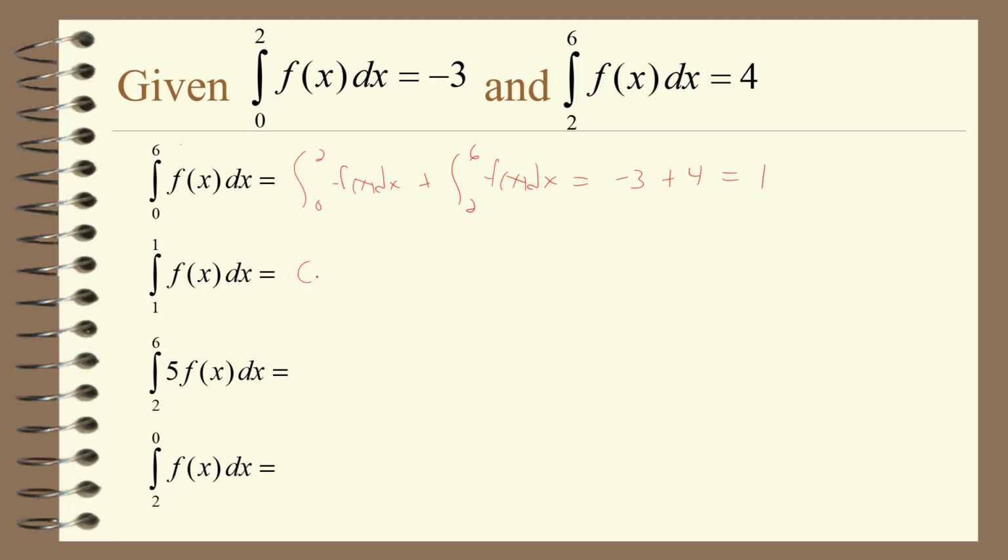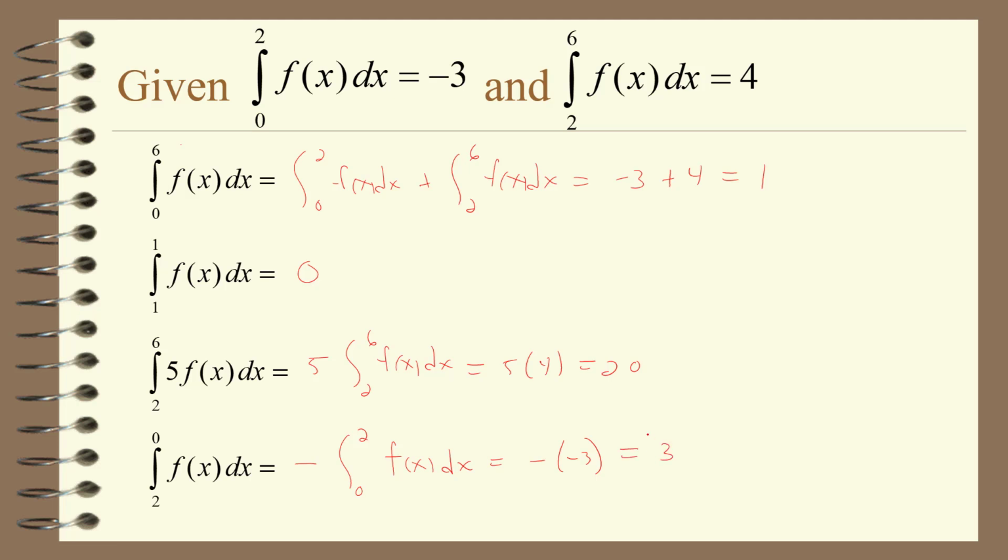This, of course, is 0, as you have a width of only 0. This, by linearity, would be 5 times the definite integral from 2 to 6 of f of x dx, and we know that would be 5 times 4, and that would be 20. And the last one, by swapping the orders, this is the opposite of the integral from 0 to 2 of f of x dx, and that's the opposite of -3, which would then be 3.